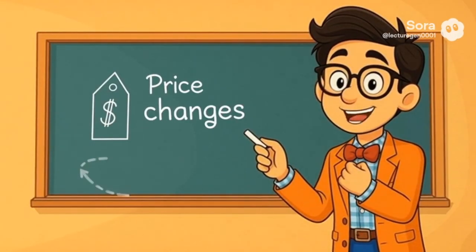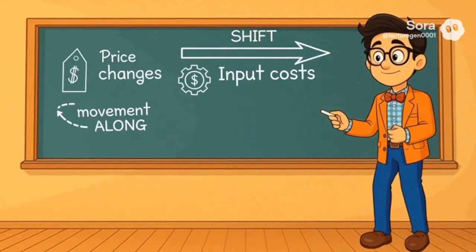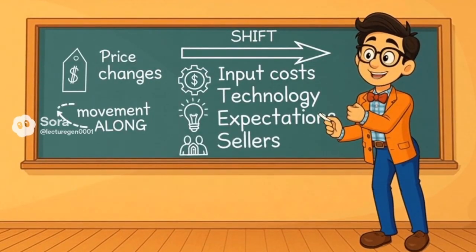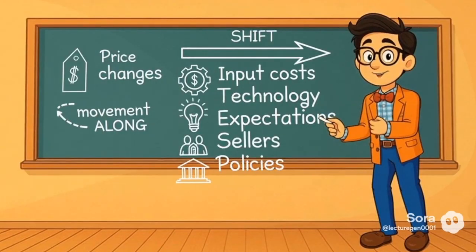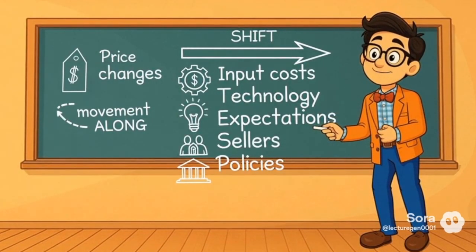So remember, price changes cause movements along the supply curve, while changes in input costs, technology, expectations, the number of sellers, or policies cause the entire supply curve to shift.